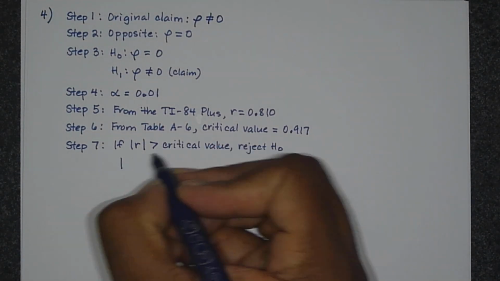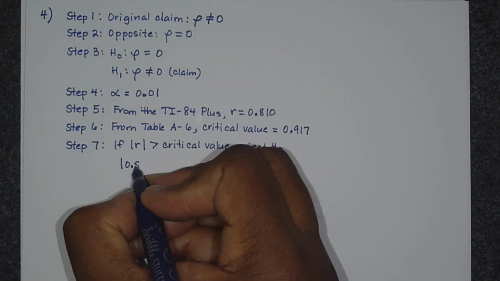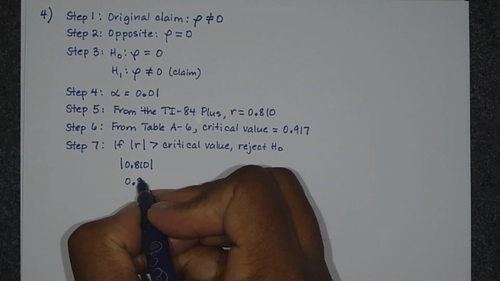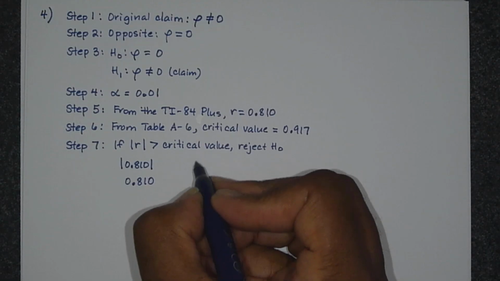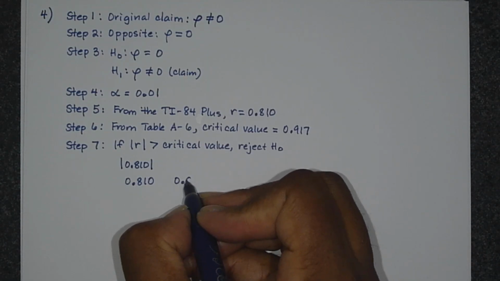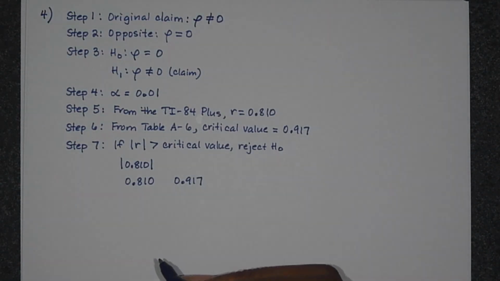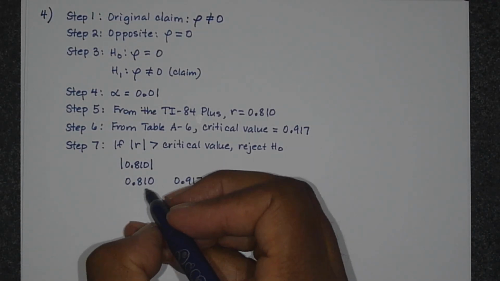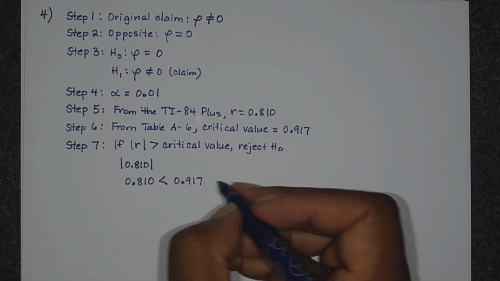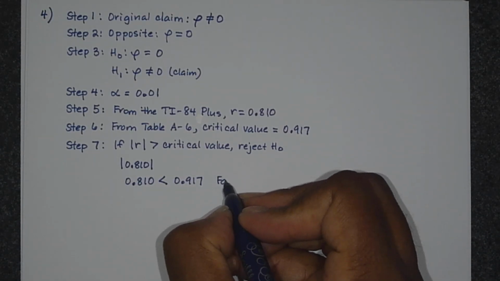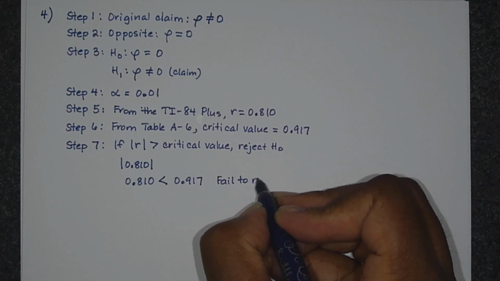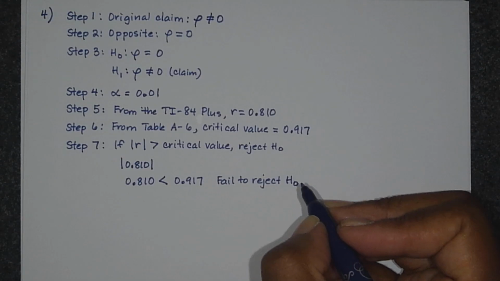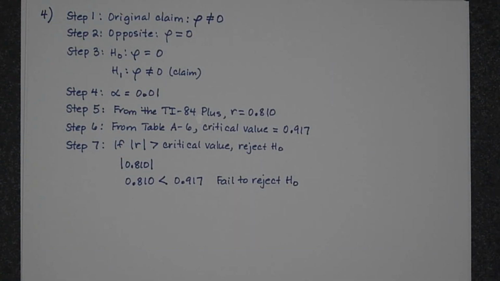Okay, so now R is 0.810, and the absolute value is always positive. So the absolute value of 0.810 is 0.810. Our critical value, 0.917. Is R greater than or less than the critical value? Here it's less than. It fails our decision rule, so we need to fail to reject the null hypothesis.